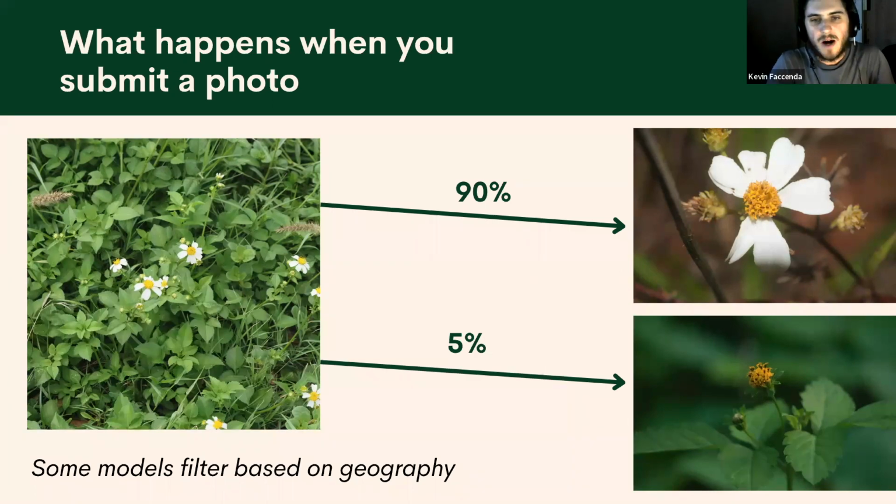Some of these models will filter based on geography. So if you tell the app that the photo was taken in Hawaii or Oklahoma, it'll filter based on what species occur in that area and not suggest an oak, for example, in Hawaii where we don't have any. These models are also deterministic. So if you submit the same photo multiple times, you'll get the exact same output. But if you submit slightly different photos, you'll get slightly different outputs because it's not the exact same photo at the pixel level.